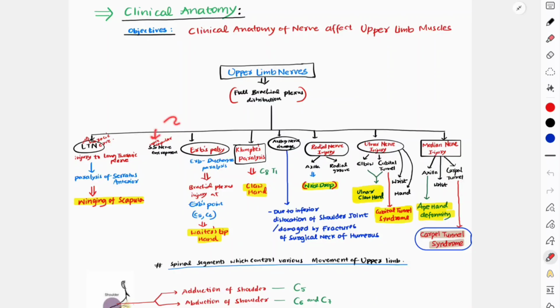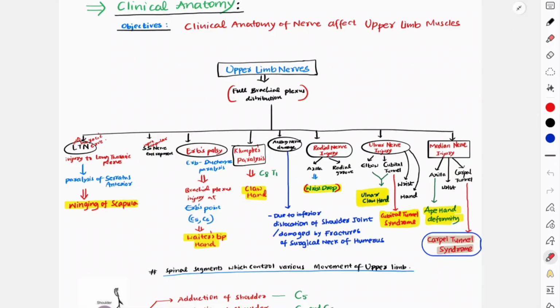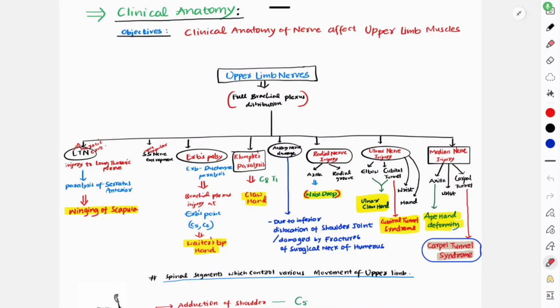And the next is suprascapular nerve entrapment. Entrapment is like being stuck in between two structures, causing injury. The suprascapular nerve gets entrapped, causing injury to that nerve. See this suprascapular nerve. The injury to this suprascapular nerve causes muscle wasting of the supraspinatus muscle and infraspinatus muscle, and there you can see the muscle wasting.